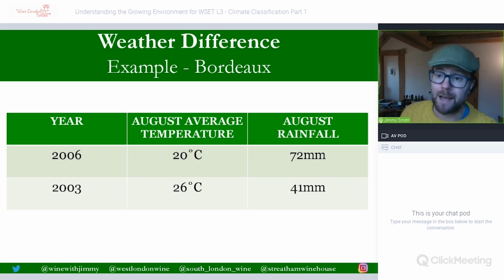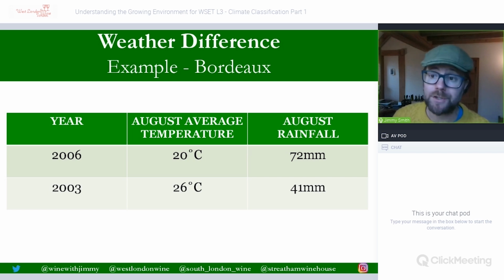And I've given you the examples here. So we've given you two vintages, 2 years of Bordeaux. You have the year 2006 and you have the year 2003. Now, some of you who already know a bit about Bordeaux will have an understanding of this already, and you'll know about the weather patterns in these specific years. But for those of you that don't, I will just give you a little bit of an overview.